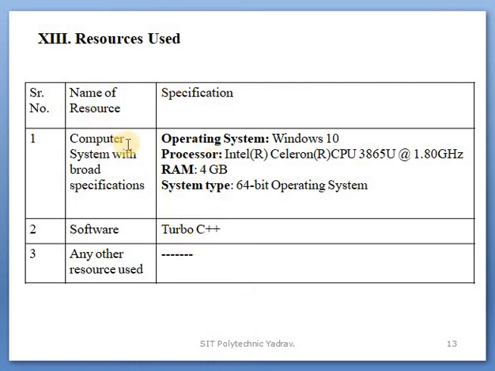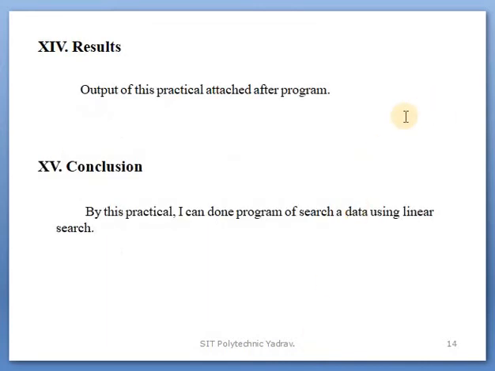Resources used. These tables were in a previous practical, where I said how to fill in the information. After that, the results. You have to complete all these points in a notebook, and when you come to college, those pages are cut and pasted in your manual. So complete your homework regularly, otherwise your term work marks will be reduced. The result output of this practical is attached after the program.